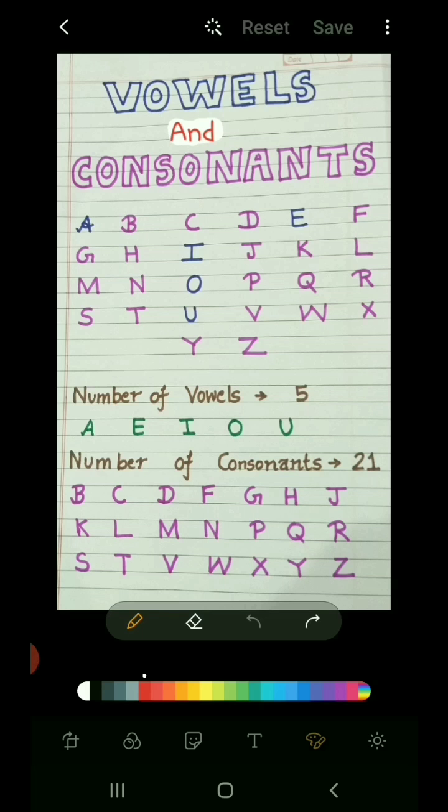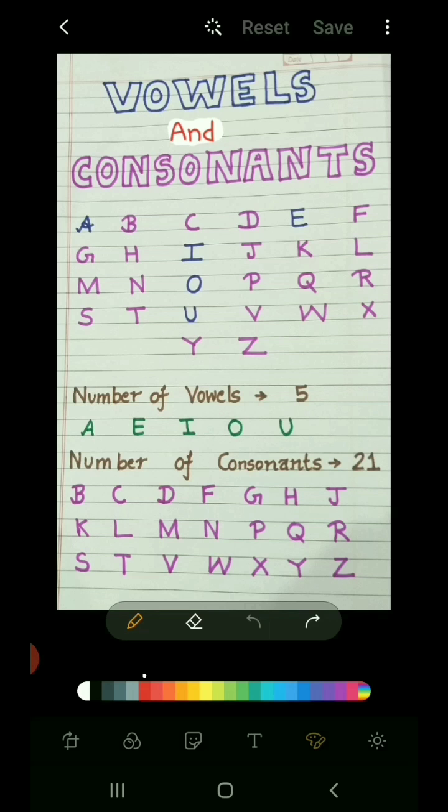All are consonants. Now what about letter E? The next letter is E. The letter E is written in blue color. It's a vowel. F again is in pink color, so it's a consonant. So like this, we have to choose vowels and consonants.